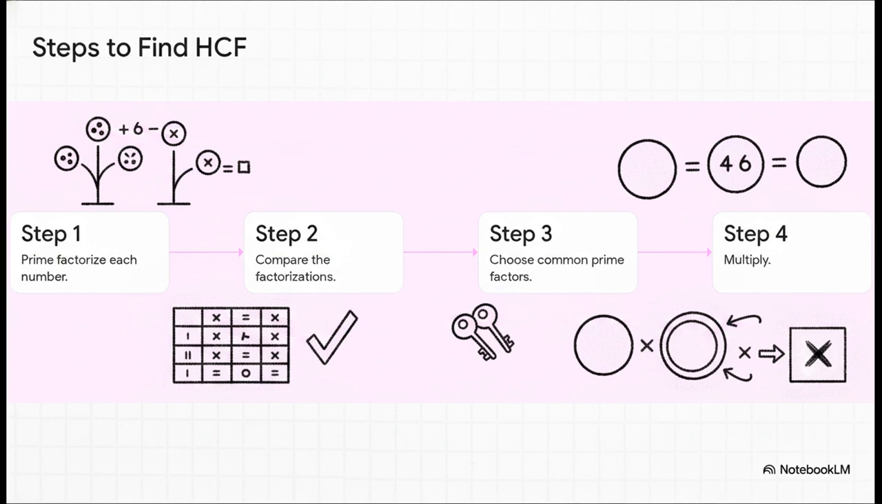Step 1. Prime factorize each number. Check, we did that with our visual branches. Step 2. Compare the factorizations. Check, we just built our summary table. Step 3, and this is the magic key. Choose the common prime factors using the smallest powers. And finally, step 4. Multiply them together. So let's see step 3 in action.